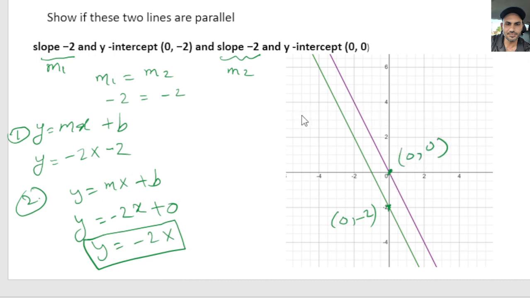And they both have a slope of -2. M equals -2. So these two lines are parallel because the slopes are the same. All right. Now let's go ahead and do one more example.